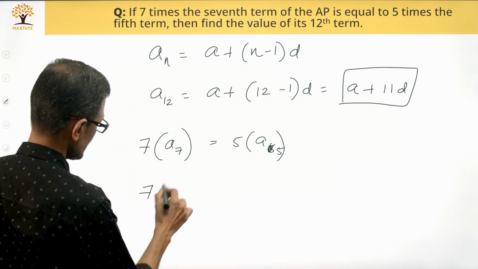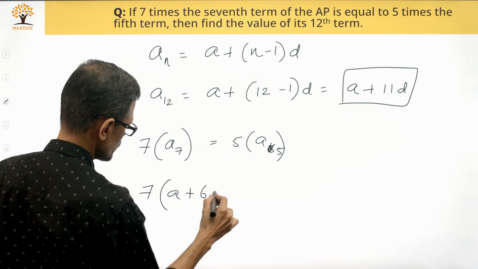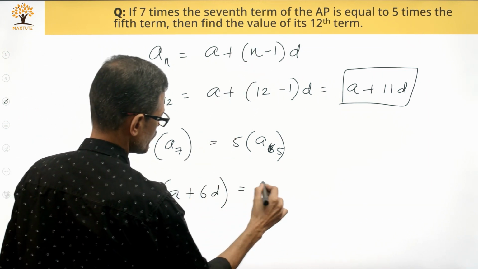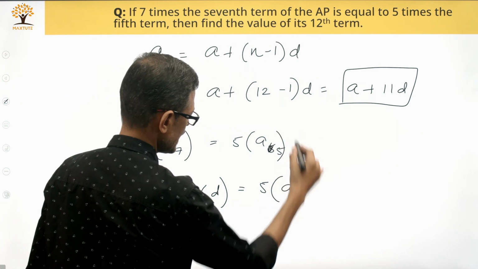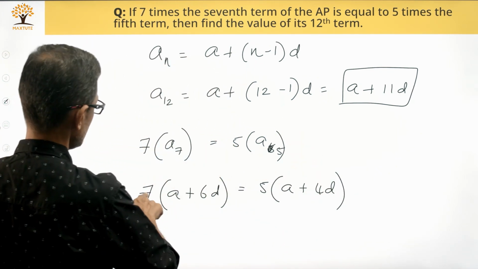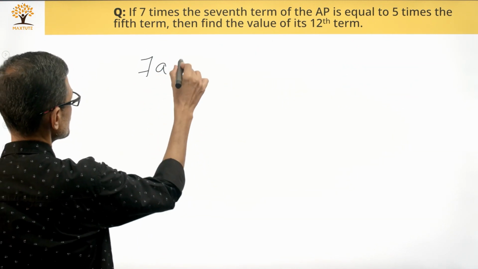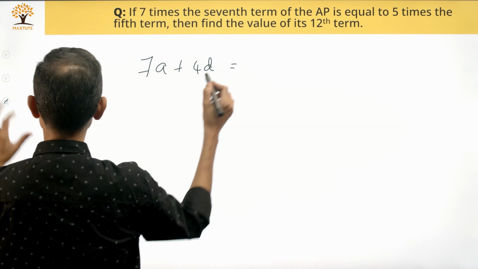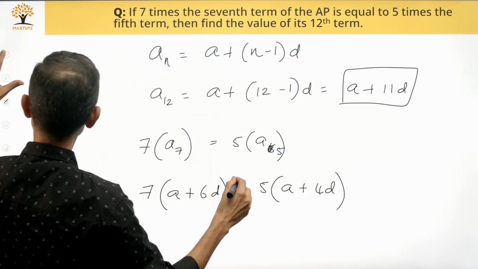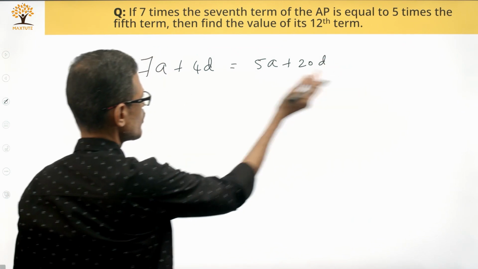So 7 times A7 is a plus 7 minus 1, which is equal to 6d, is equal to 5 times a plus 5 minus 1, which is equal to 4d. Let's solve this equation in the next slide. Expand this. This is 7a plus 42d. 7a plus 42d is equal to 5a plus 20d.